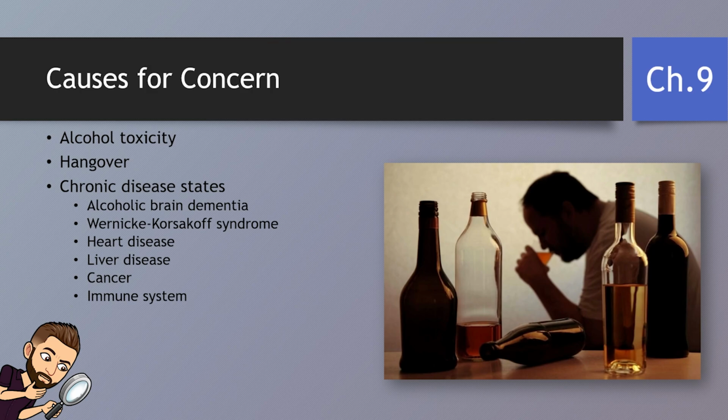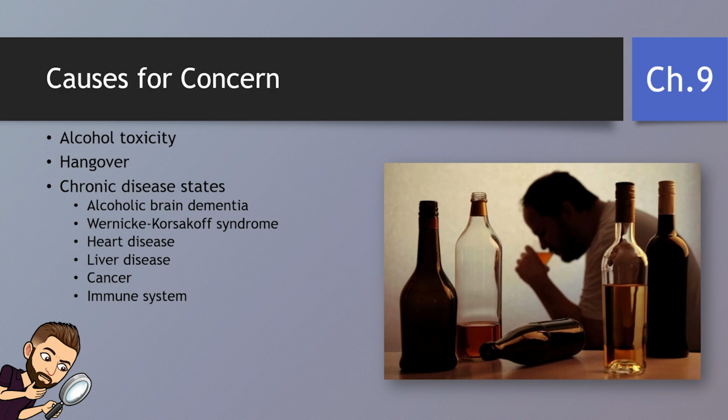Liver disease, of course. Remember we mentioned the liver is responsible for eliminating 90% of the alcohol that we consume. And so it's really working overtime and dealing with this nasty substance when we consume it. And so it has one of the highest risks of disease for those prolonged uses of alcohol.